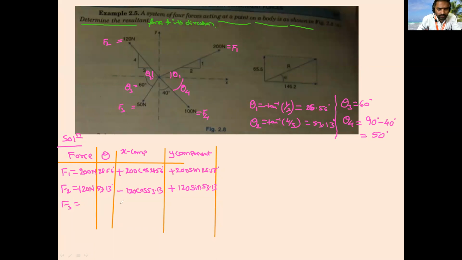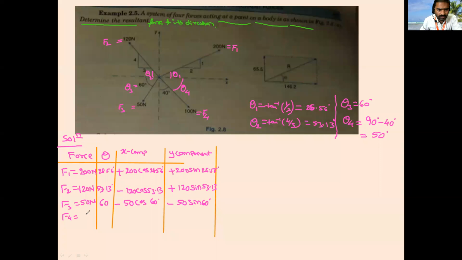Then the third force is 50 Newton. What is the angle he has given? He has given 60. It is in the third quadrant, moving away from the point. Is it positive or negative? Towards the left-hand side, it is negative: minus 50 cos 60. The y component is moving downward, so it is negative: minus 50 sin 60.